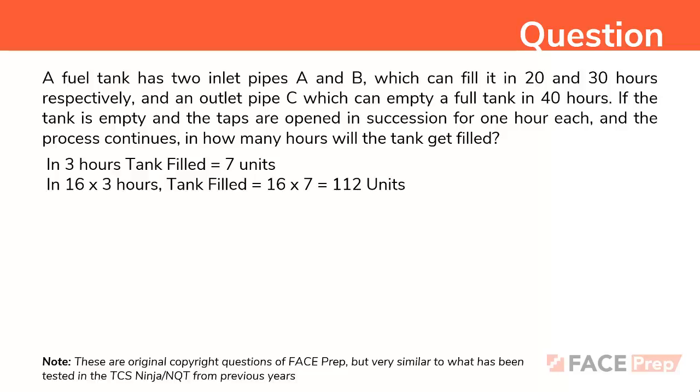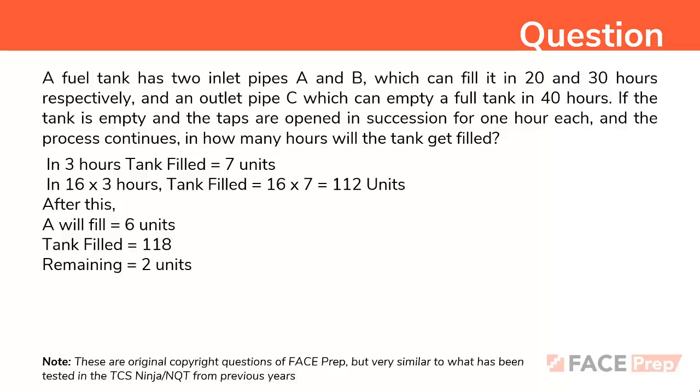Remember, in the third hour, C was working. 48 is a multiple of 3. So C will be working last at the 48th hour, and it would have removed a certain amount of water. After that, we are getting 112 units. Got it? So next, what will happen at the 49th hour? A will work and fill the tank. So it will reach 118 units.